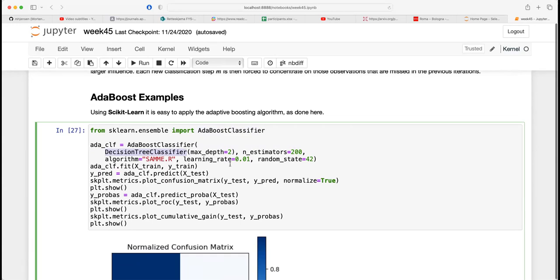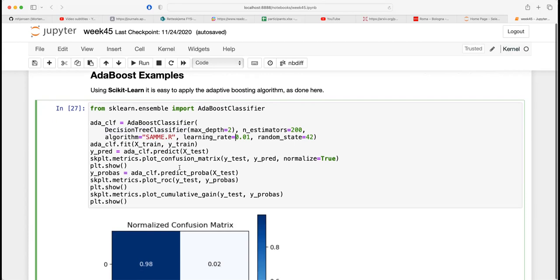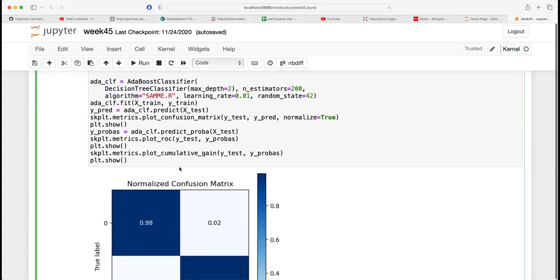You have to decide the learning rate because you're calculating derivatives of the error function. So there is a gradient method which kicks in here, the same way as we did in the case of the AdaBoost regression. In this case, I just opted for a learning rate of 0.01. And then if you use scikit-learn's functionality, you simply make the fit. In this case, I just use the train data and then the prediction on the test data. And then you can plot the confusion matrix, the ROC curve or the cumulative gain curve.